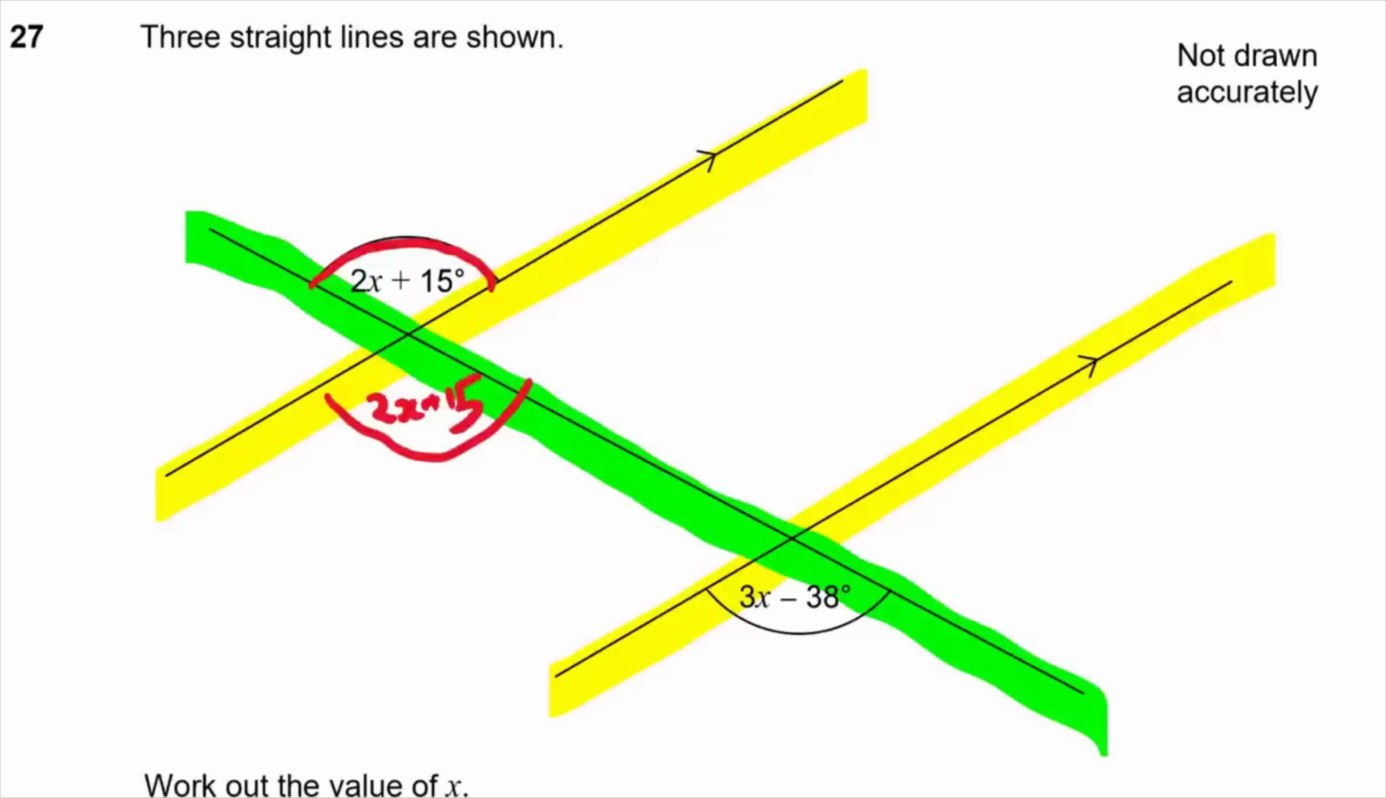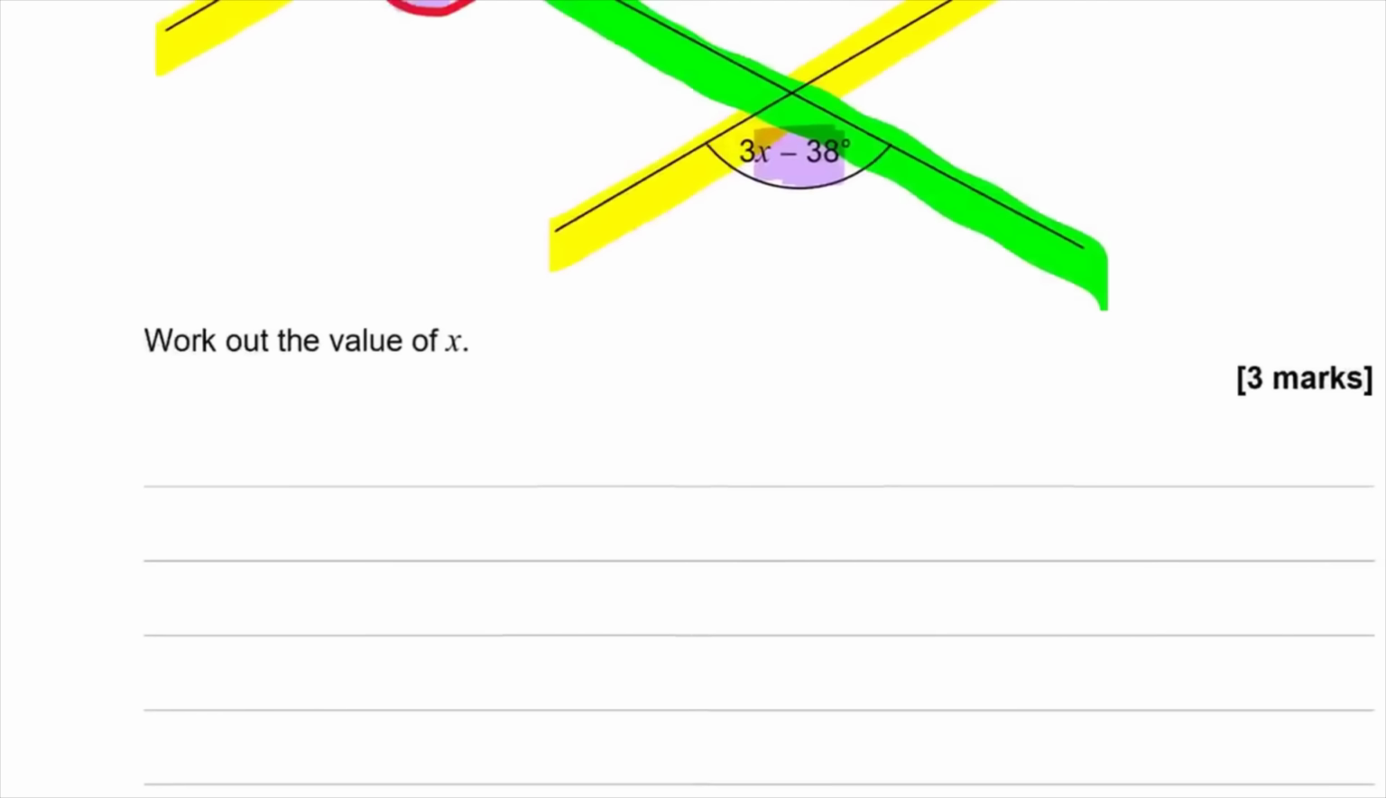And similarly, this angle and this, so that one and that one are equal, but also that one and that one must be equal because they are what we call corresponding angles. So in other words, 2x plus 15, that angle up there must be the same angle as 3x minus 38. Now they might look different because they're written algebraically using different expressions, but if they're the same angle, then these two algebraic expressions must actually be equal.